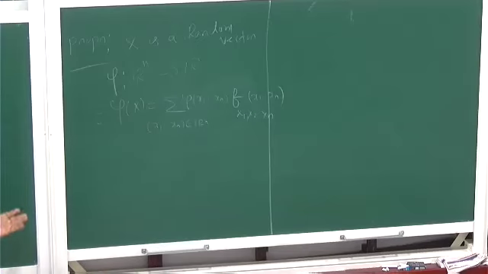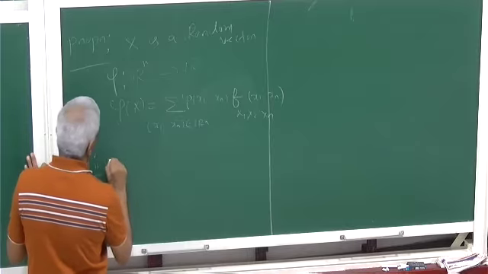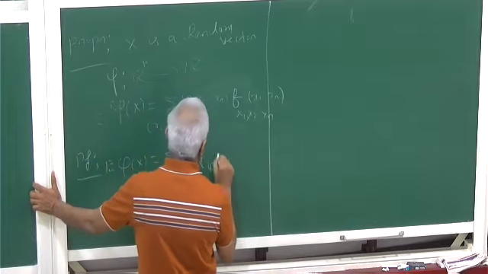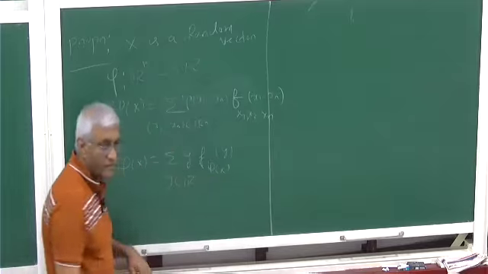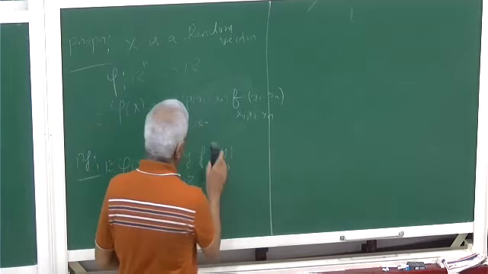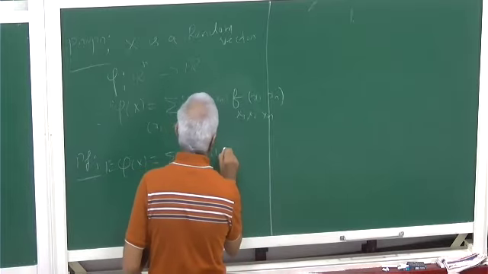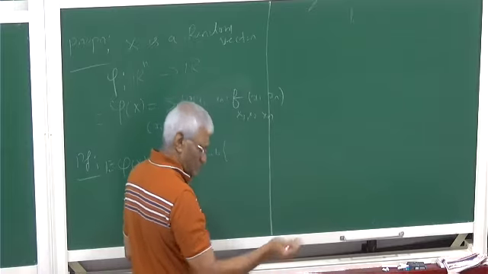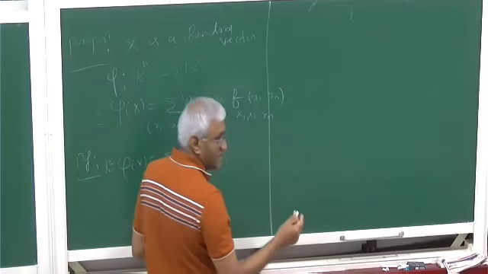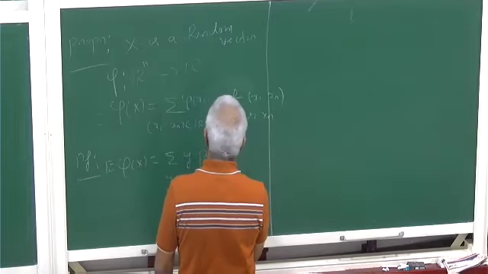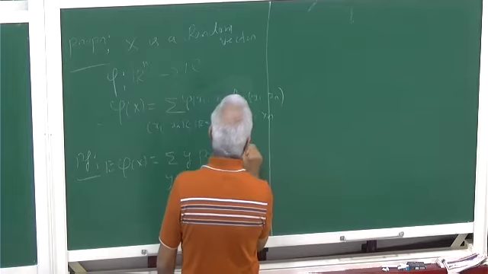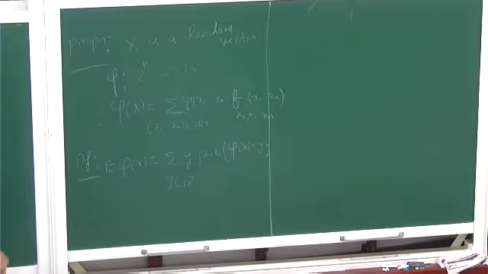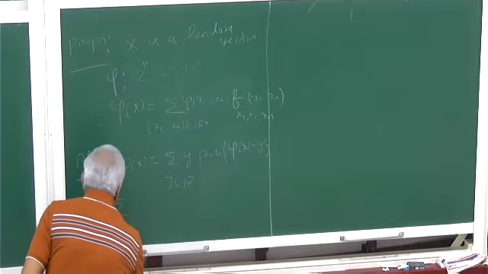We have already done this. It's just the same proof, and we will write the proof quickly. So E of phi of x, by definition, is equal to the summation over y in R of y times f of phi of x at y, or we can write this as the probability of phi of x equal to y. This is the definition.